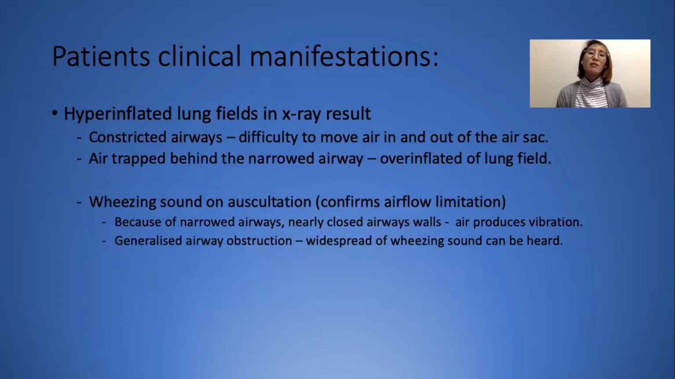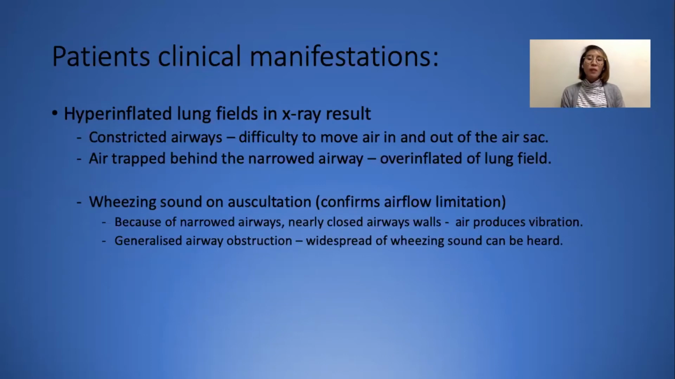The first clinical manifestation that I would like to point out in Mr. Smith's case is the hyperinflated lung field seen in his X-ray result. As asthma has constricted airways due to the inflammation response, it is hard to move air in and out of the air sacs, especially during the expiration phase. So hyperinflation happens because of early end expiration and air is trapped behind the narrowed airways, thus resulting in overinflated lung fields.